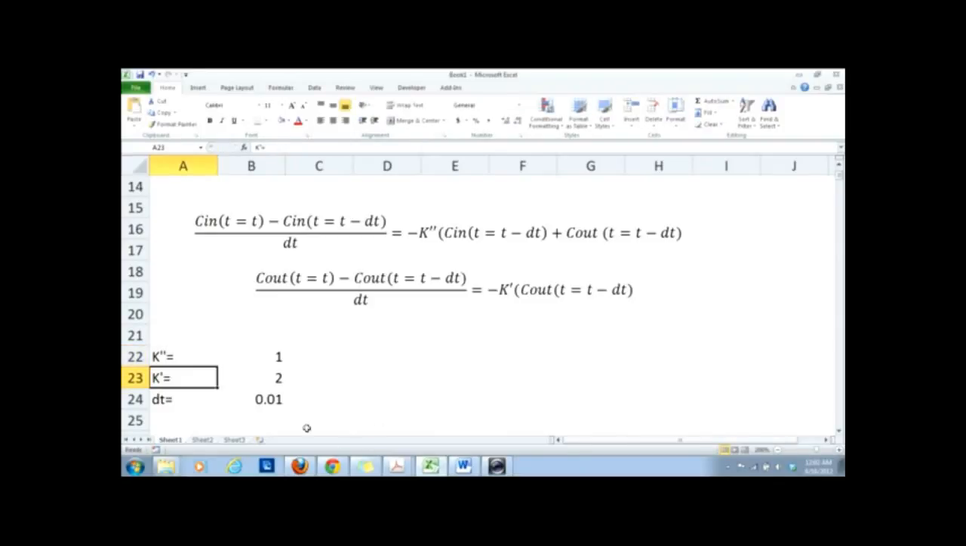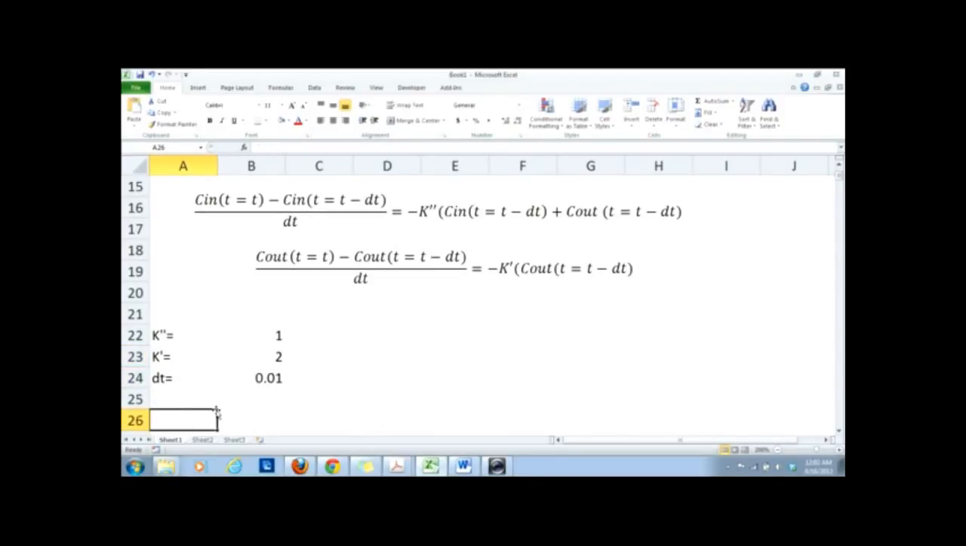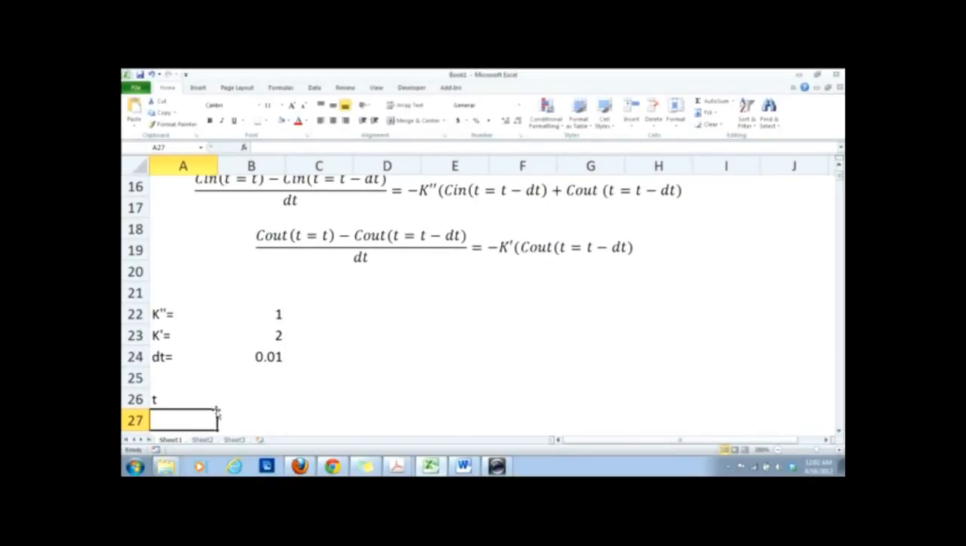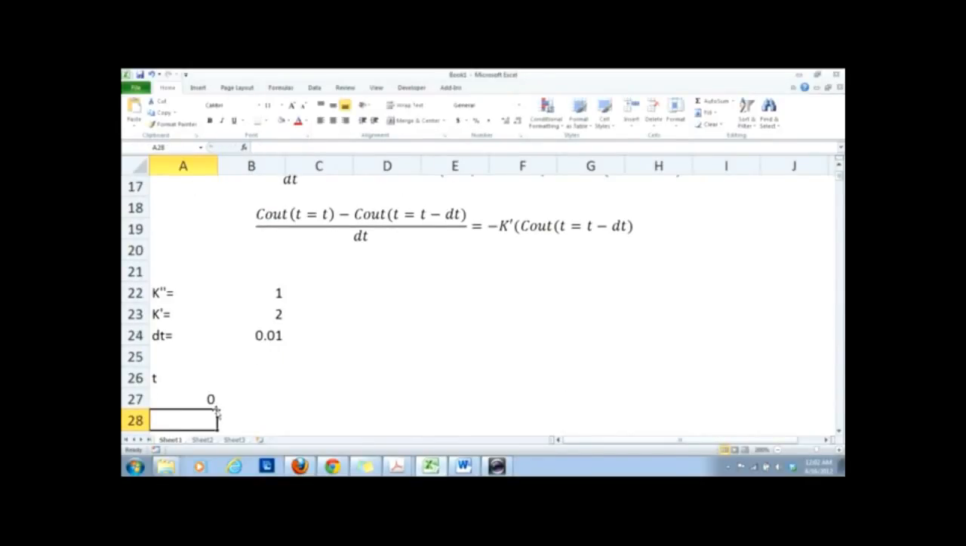Now what I'll do is I'll first define t. So I'll say t, and t is equal to 0 in the beginning. And then let's define C in and then C out. So let me center them. Now for C in, let's assume the initial concentration is 100 in the first chamber and 100 in the outside chamber. And now after time dt, the time will be dt.